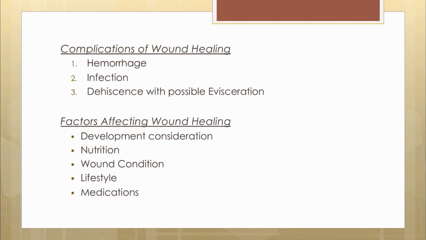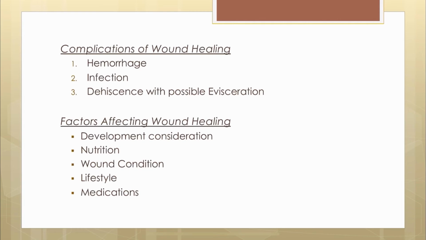So, complications of wound healing. First, hemorrhage. Hemorrhage is abnormal massive bleeding. Internal hemorrhage may be detected by swelling or distension in the wound. And second is infection. The main important area of prevention lies in aseptic techniques in wound care. Cleanliness and environmental disinfection are important.